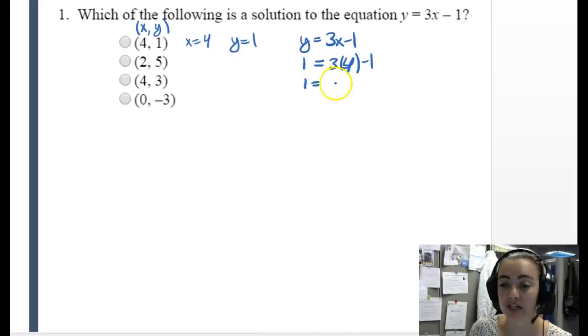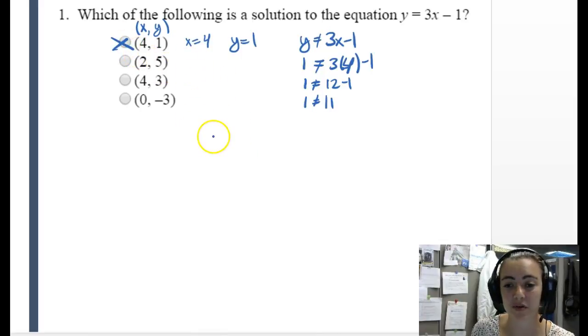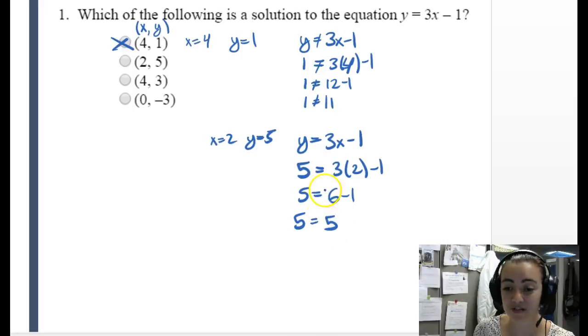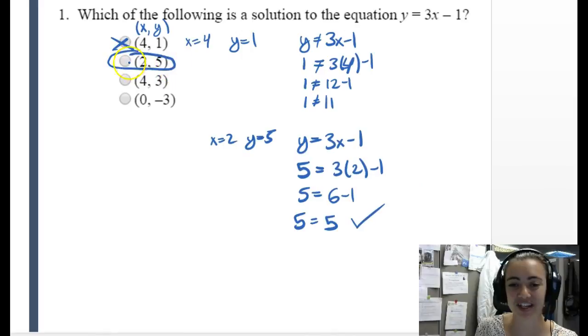So we have 3 times 4, which is 12. 12 minus 1, which is 11. Does 1 equal 11? No, it does not. So this is not a solution. Let's try the next one. In our next one, we have x, y. So x is equal to 2, y is equal to 5. So let's substitute that into our equation. So we have 5 is equal to 3 times 2 minus 1. 3 times 2 is 6. 6 minus 1 is 5. 5 does equal 5, so we know that this option is correct.